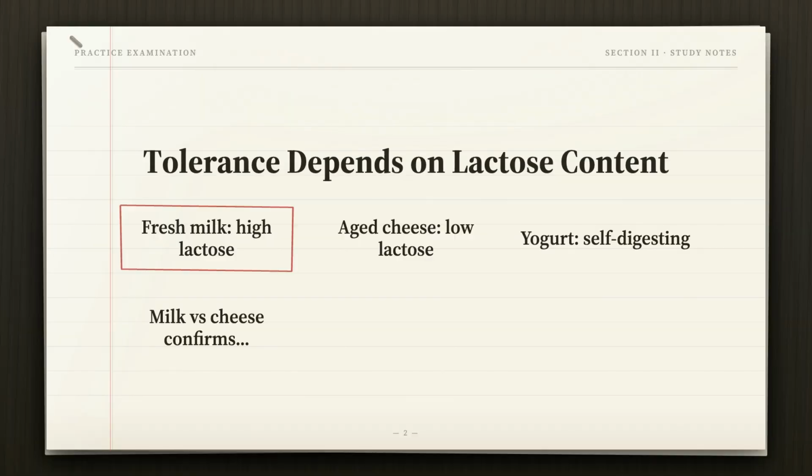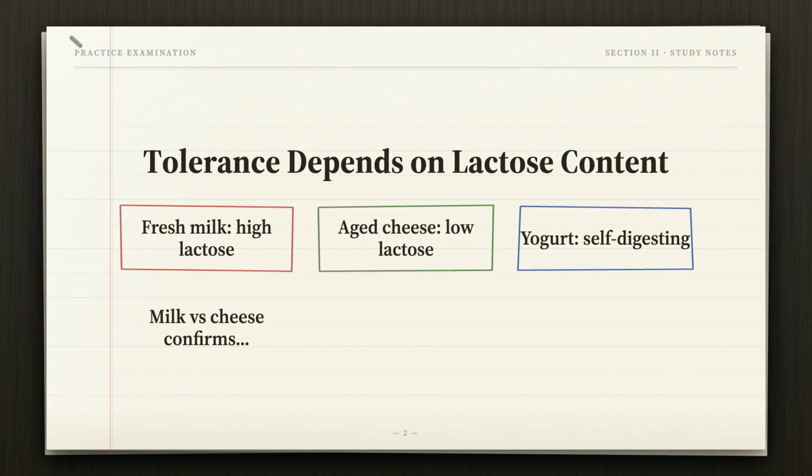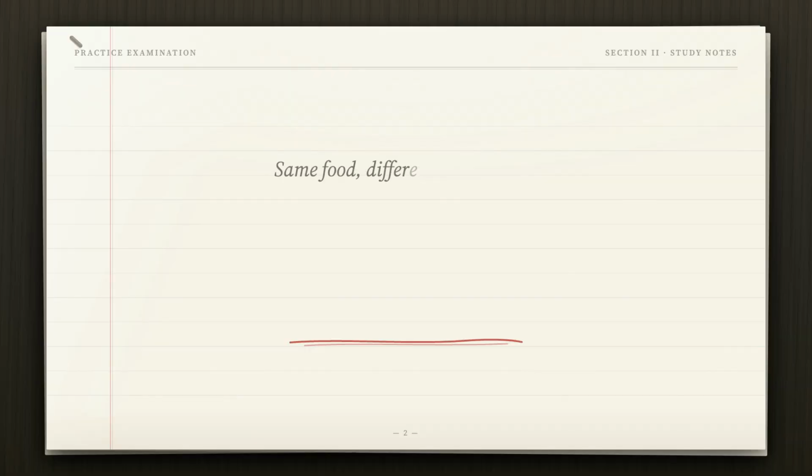This explains the classic tolerance pattern. Fresh milk is poorly tolerated because it's high in lactose. Aged cheese is fine since most lactose is lost in whey, and yogurt's bacterial cultures supply their own lactase. A patient who reacts to milk but not cheese has essentially diagnosed themselves.